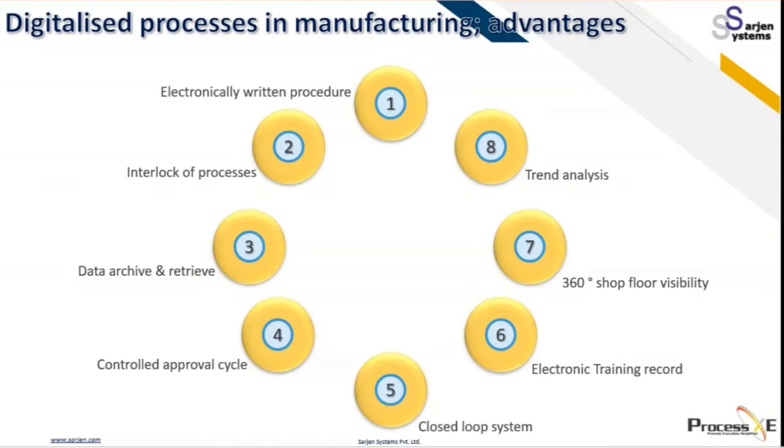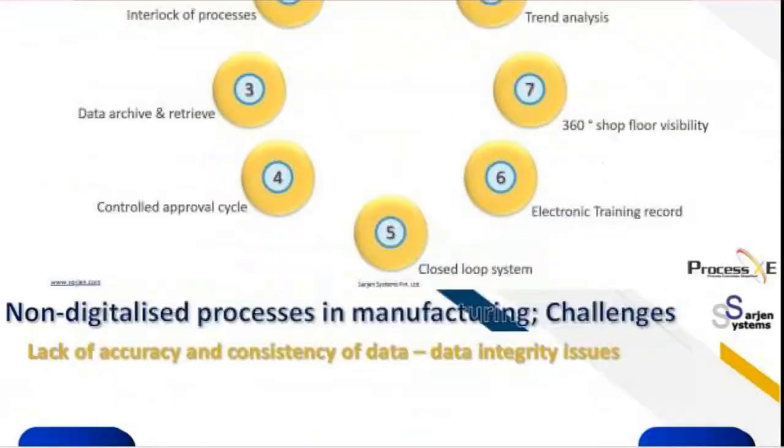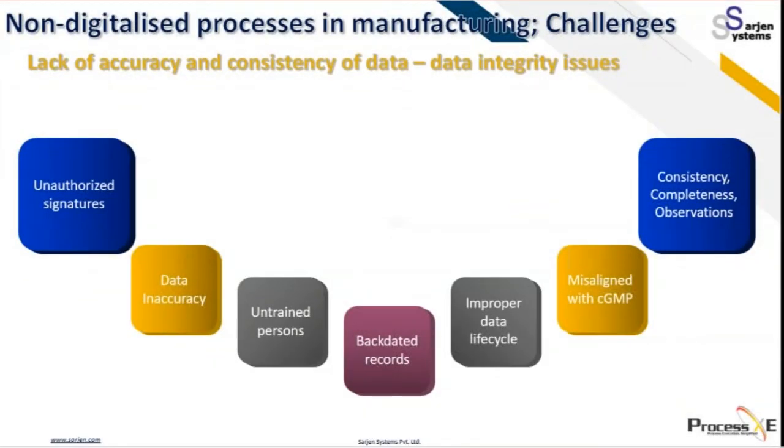So let's move to the third challenge, which is about lack of assurance of accuracy and consistency of data. It means data integrity. In manufacturing, release of product to the market is always based on raw data. Therefore, ensuring data integrity is crucial and very important for the manufacturer. The following are a few major challenges for the issues which are being faced in data integrity.